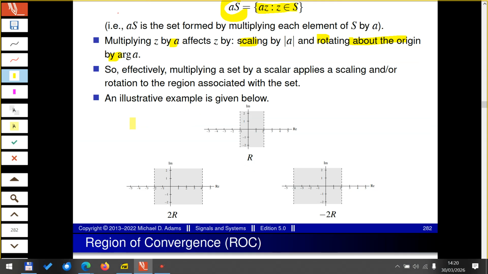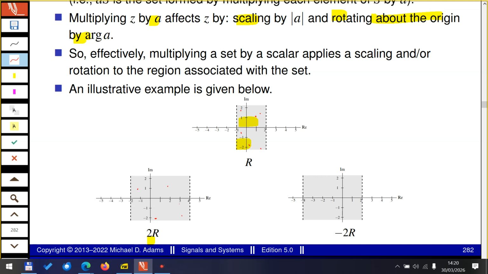So there are some examples. Let's say this is our original set R, the region of convergence. So this will be 2R, and you can see easily that every point in this region has been multiplied by 2. So you can even trace it now. If I zoom in, 2 becomes 4 because it gets multiplied by 2. And this negative 1 on this side becomes negative 2 because it gets multiplied by 2, right? So it just stretches. And because this is infinite, infinite remains infinite.